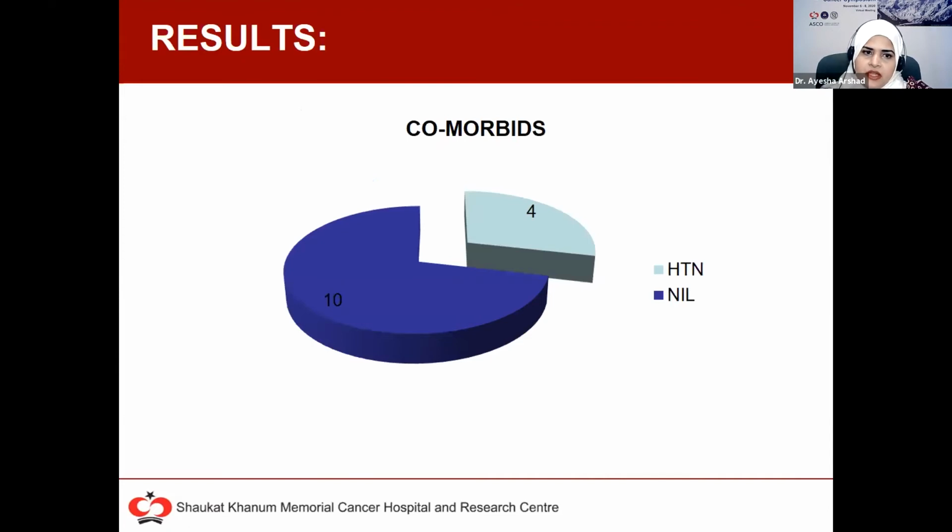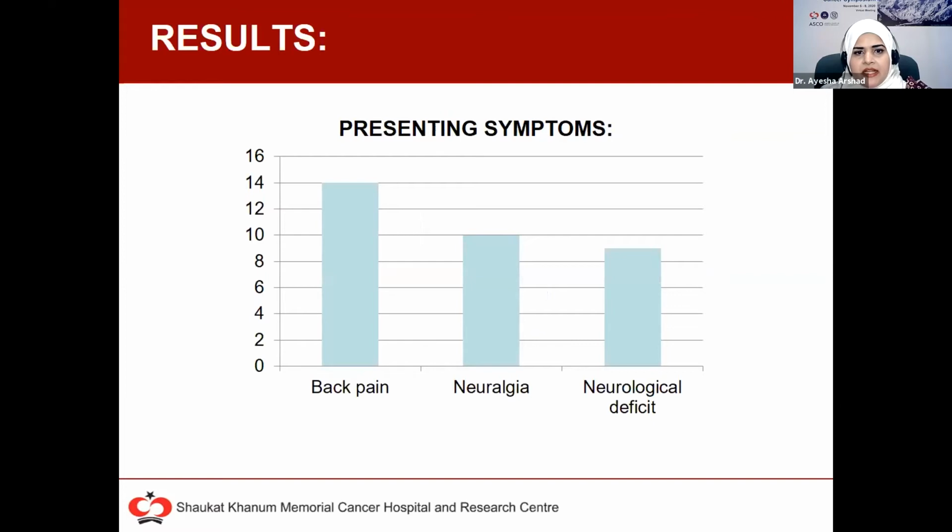Regarding comorbids, we try not to operate on patients with a lot of comorbids, as any spinal surgeon would do. Most of you would know that. So only 4 patients had hypertension. About 3/4 of the patients did not have any comorbids. Regarding presenting symptoms, all of these patients presented with back pain or neck pain, and 10 of them had neuralgia, that is shooting pain along a nerve distribution, and about 9 had some form of neurological deficit.